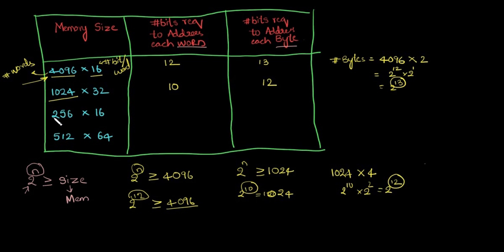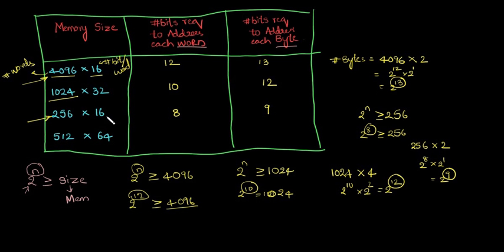So let's move on to the next memory. Here the number of words is 256. So 2 power n greater than or equal to 256. 2 power 8 is nothing but 256. So we require 8 bits to address each word in this memory. And the number of bytes is 256 words into bytes per each word, which is 2, because 16 bits means 2 bytes. So 2 power 8 into 2 power 1 is 2 power 9. So 9 bits are required to address each byte in this memory.